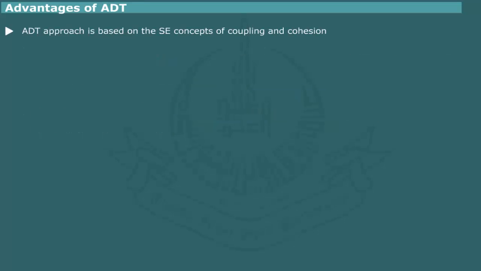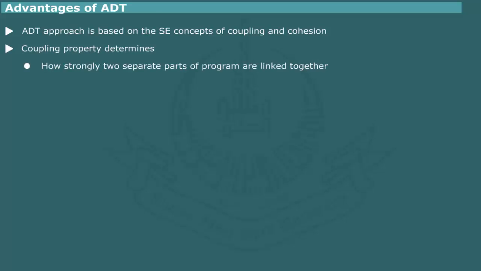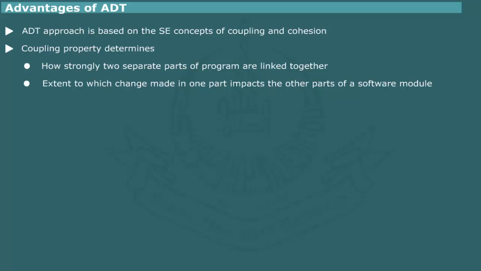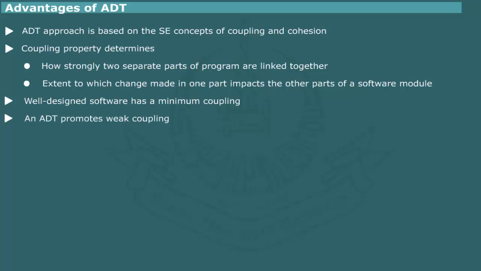Finally, the ADT approach is based on the software engineering concepts of coupling and cohesion. The coupling property determines how strongly two separate parts of a program module are mutually linked together, and the extent to which a change made in one part has impact on other parts. A well-designed software has a minimum coupling of program segments. An ADT promotes weak coupling because any change in the program or coding does not propagate to any of the components of an ADT.